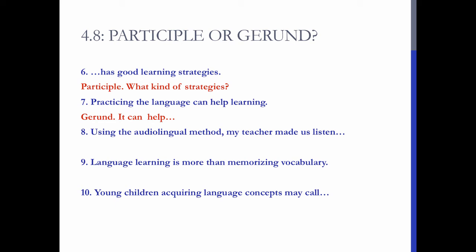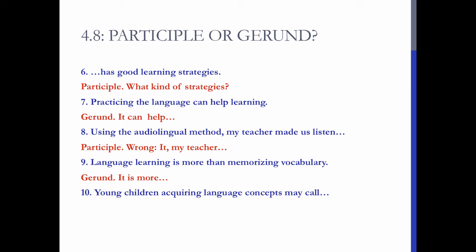Using the audiolingual method, my teacher made us listen. So this is a participle. You couldn't substitute this with a pronoun. You couldn't say it, comma, my teacher, right? That doesn't work. So that's not a gerund. So this is a participle. Number 9, language learning is more than memorizing vocabulary. So language learning is a gerund phrase, and memorizing is actually a verb there.